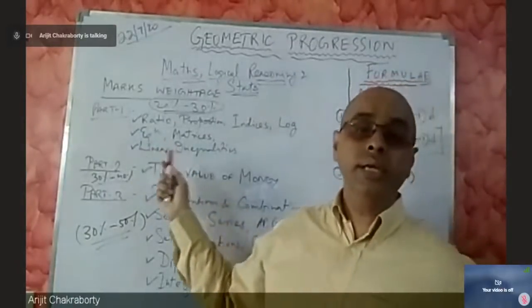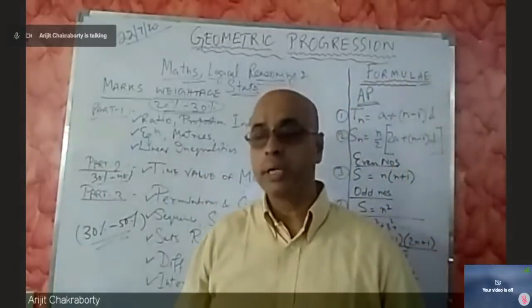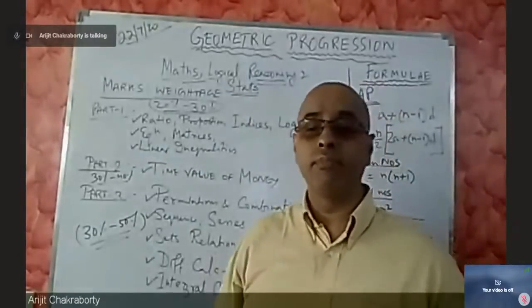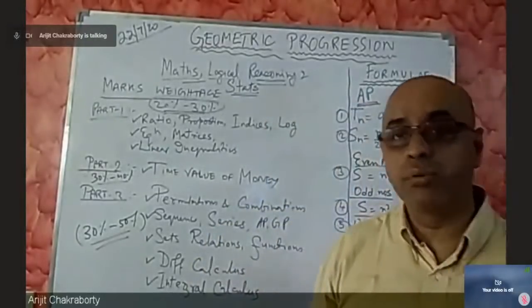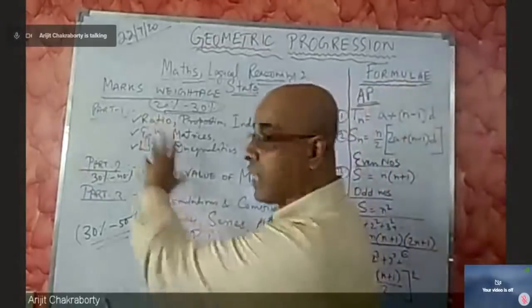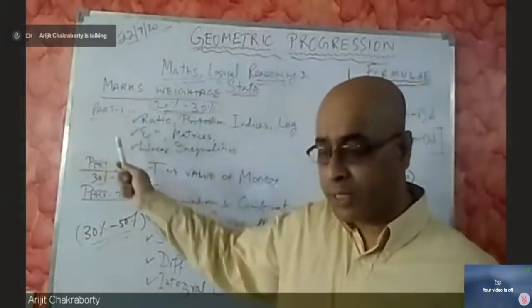Third is linear inequalities. Linear inequalities we have done, including the graphical part. Please remember there is a graphical portion which we did, and therefore that is equally important. And these together would be comprising part 1. So please have a look.